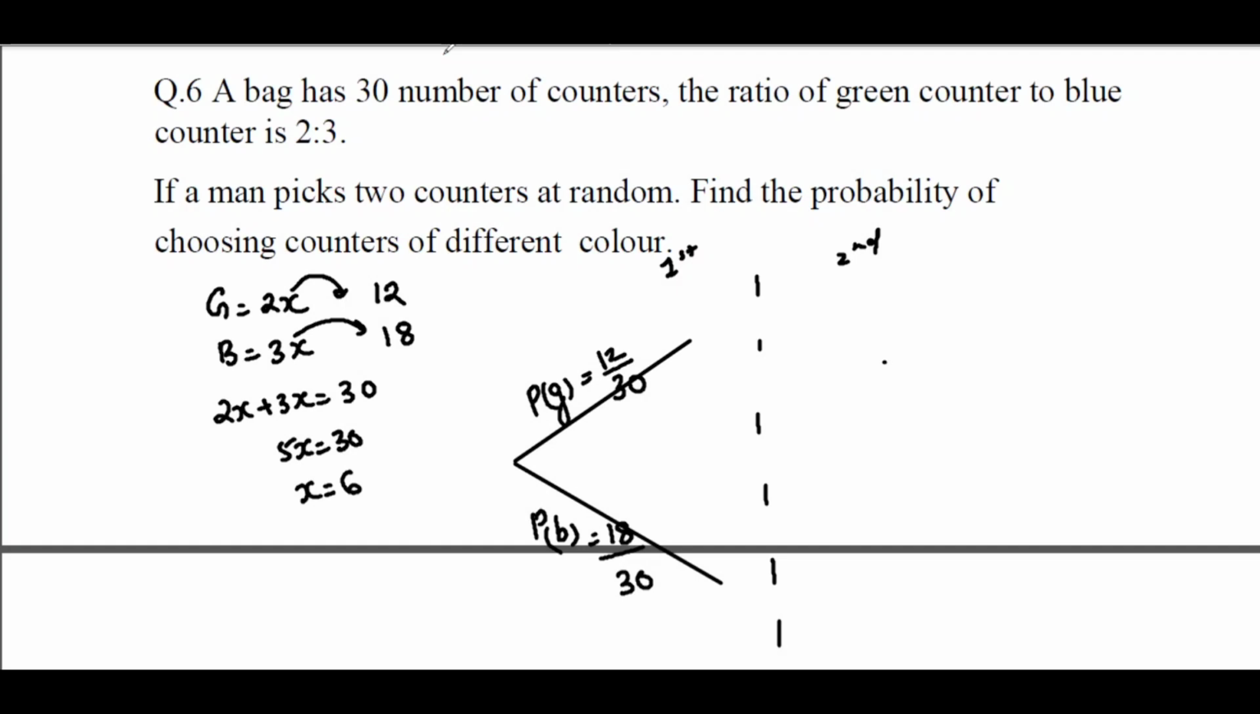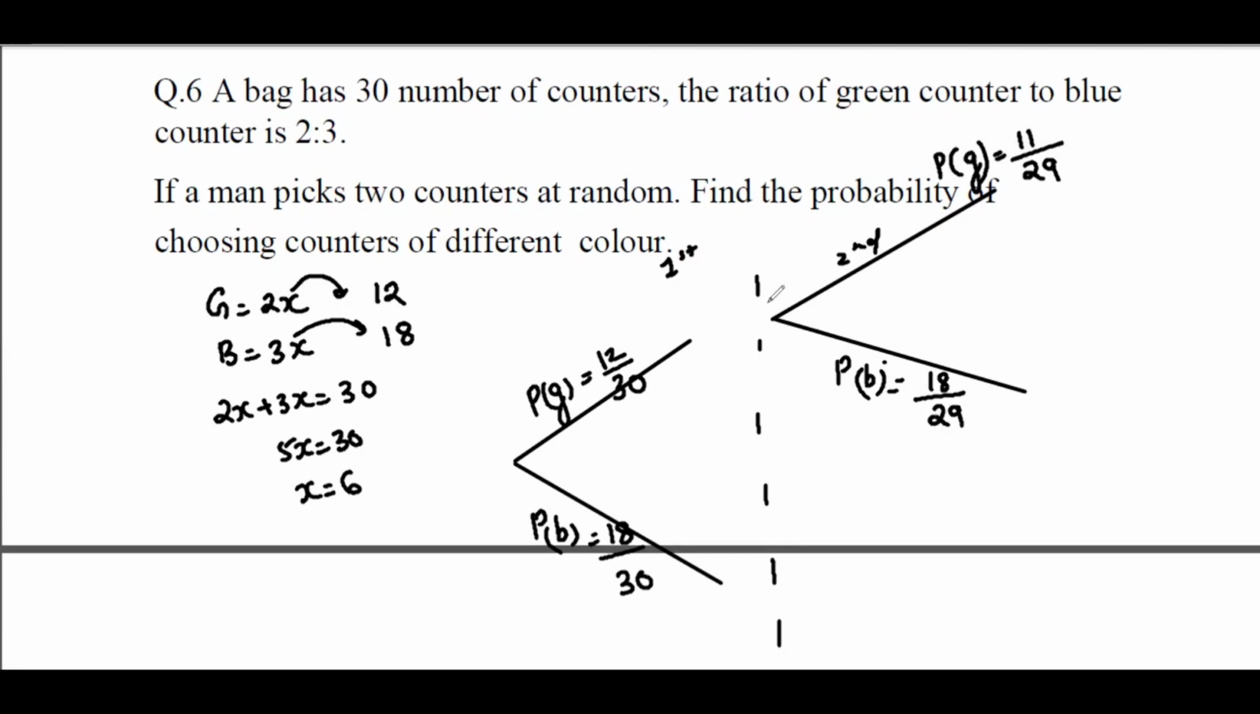But if he has already chosen green, again there will be two different cases. Either he can pick green or he can pick blue. If he picks green, since he has already chosen green, there will be one less green now. So there are 11 green counters in the bag out of 29 because there is one less counter in the bag now. Similarly, probability of picking blue will be, still the number of blue is same, that is 18, but now the total is 29. So probability of picking blue will be 18 over 29.